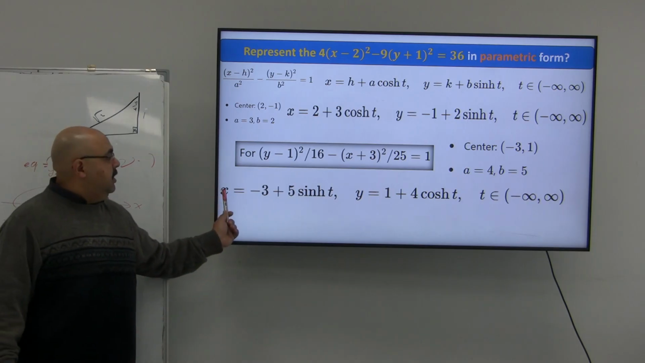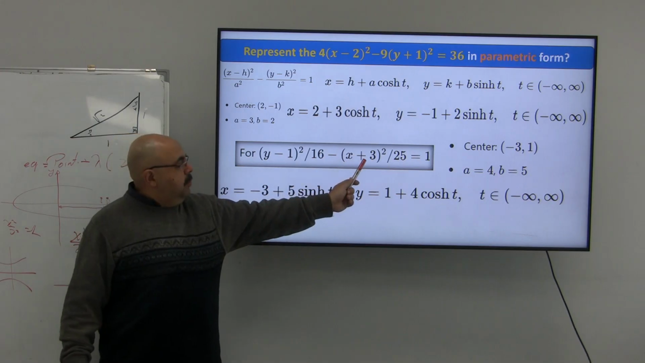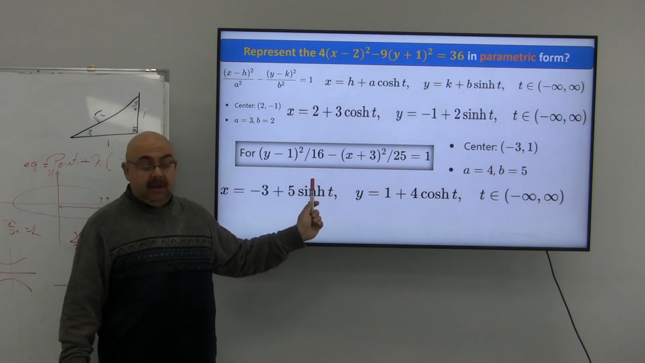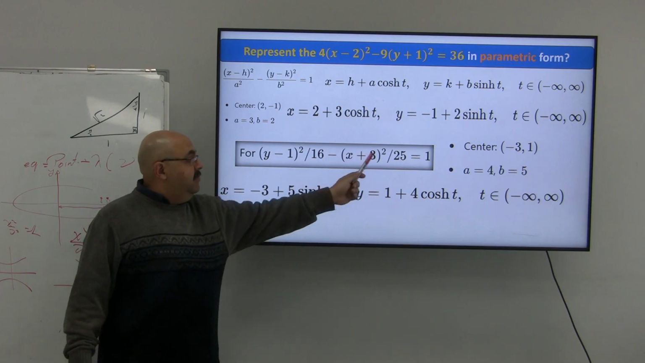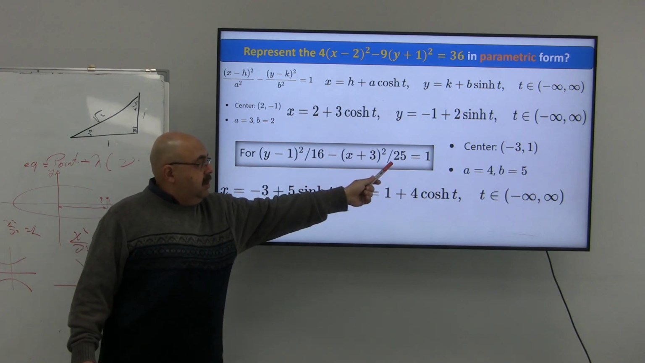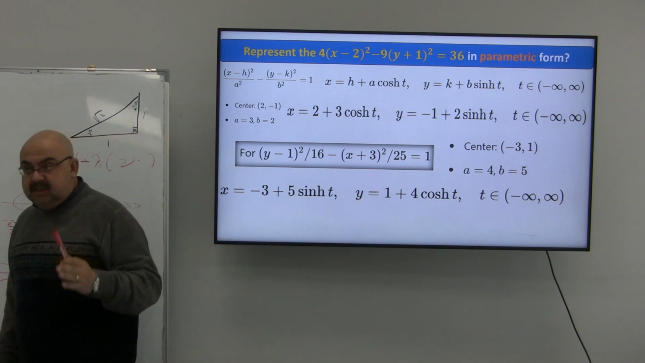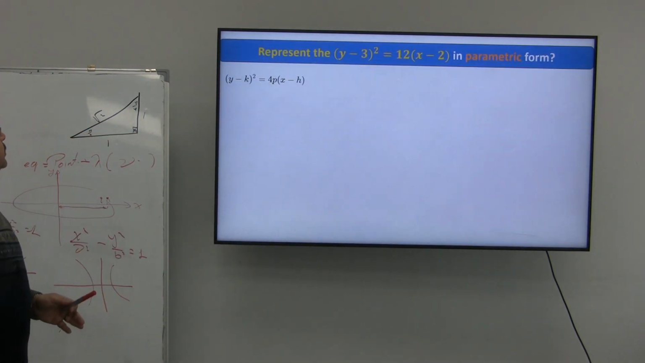So x is going to be negative 3, which is the component. Since they are switched, I will use sine, and I will have the semi-axis, which is 5, and exactly the same for the other part.